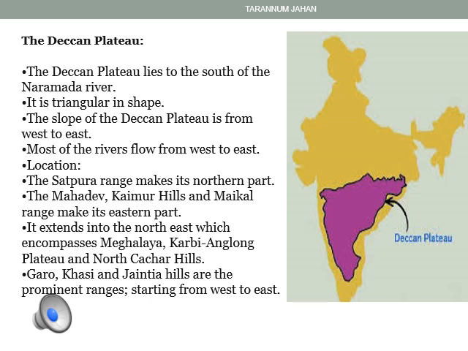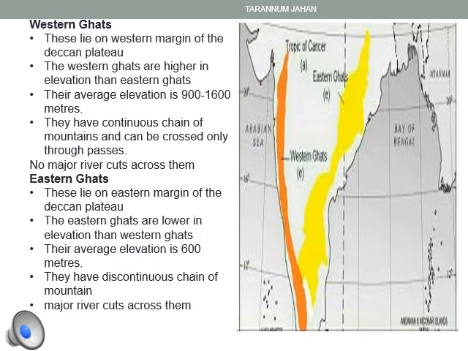The northern boundary of the triangle is made up by the Satpura range and the Vindhya range. This northern range separates the plateau from the heavily populated riverine plains of North India. Western Ghats and Eastern Ghats. Western Ghats are on the west of Deccan Plateau and the Eastern Ghats are on the east of Deccan Plateau.